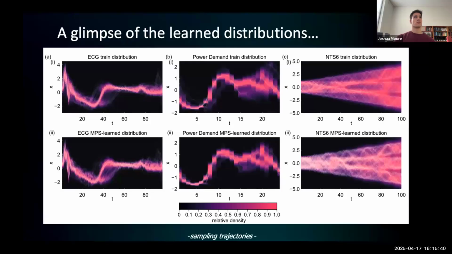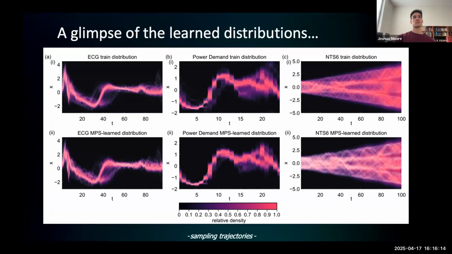Riffing off the slide that I had before comparing the training distribution to the MPS, here's a comparison across all 3 of these real-world data sets. So this was the ECG. We can also see this power demand data set. On the bottom, we have the MPS learned distribution, and on the top, we have the power demand train distribution. So this is what the MPS is seeing: all possible training examples from this data set. Then we're sampling from the MPS to generate these new completely synthetic, unseen examples.